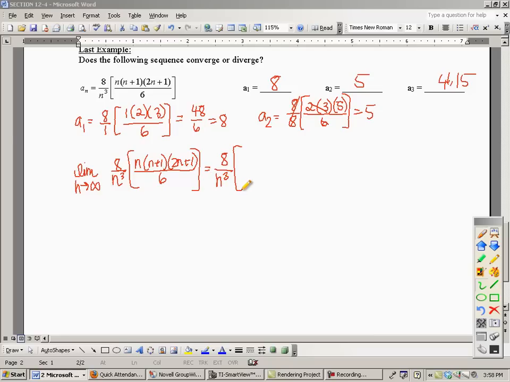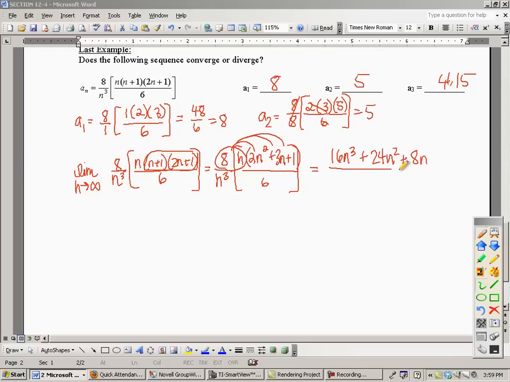So 8 over n cubed, let me see if I can simplify this. I've got this n outside. If I FOIL these two, I end up getting 2n squared plus 3n plus 1. And if I multiply 8n into that, what I end up getting is 16n cubed plus 24n squared plus 8n, all divided by 6n cubed if I multiply these.